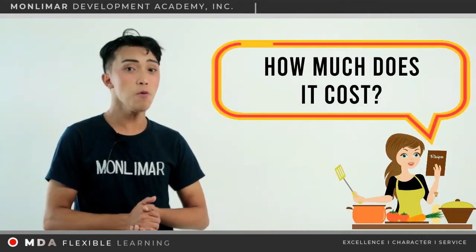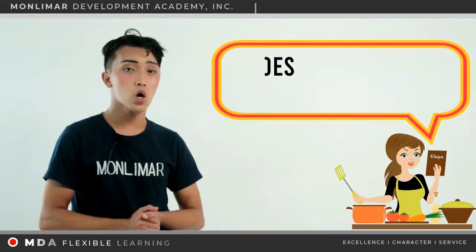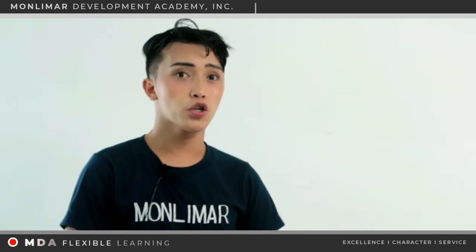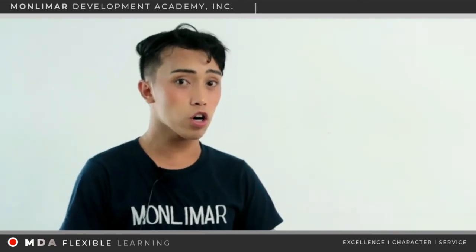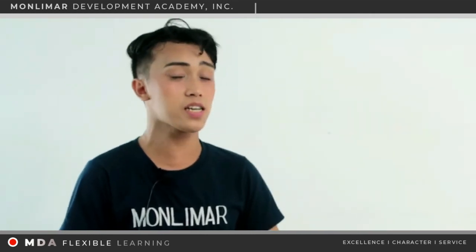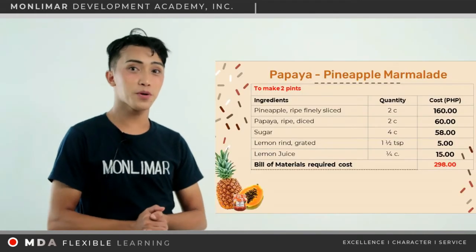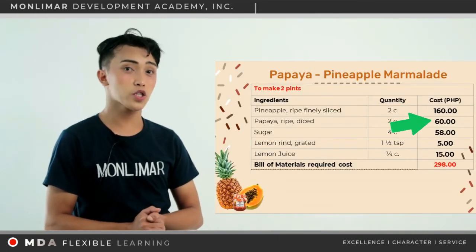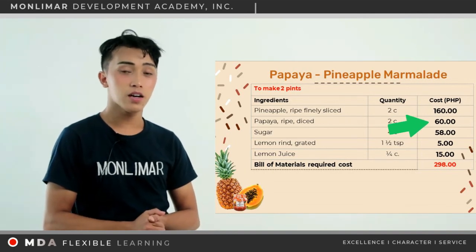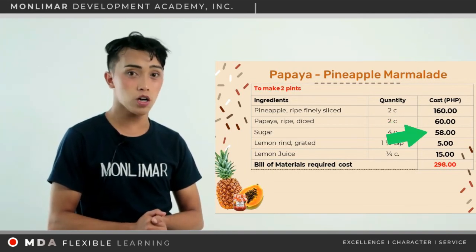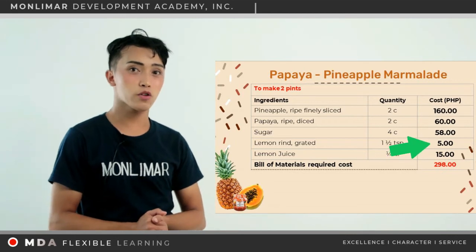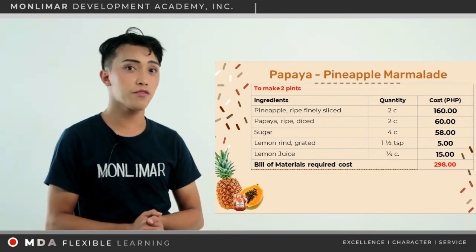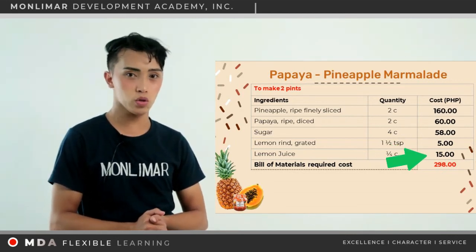Next up, how much does it cost? When it comes to business, your costs matter a little bit more. So let's find out the cost or the price of each ingredient. For the pineapple, it costs 160 pesos, 60 pesos for the ripe papaya, 58 pesos for the sugar, 5 pesos for lemon rind, and 15 pesos for lemon juice.